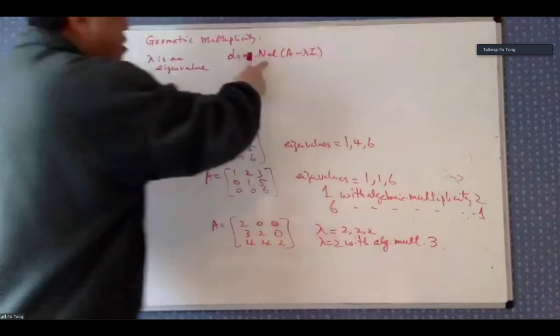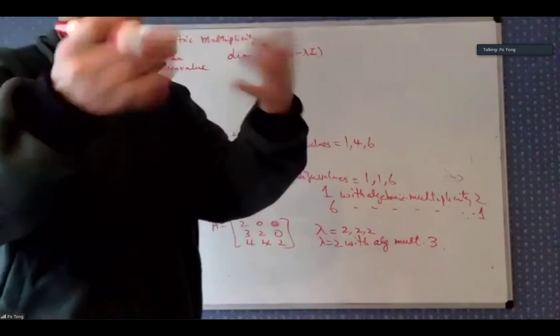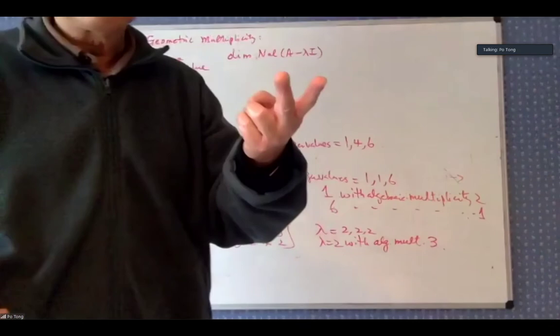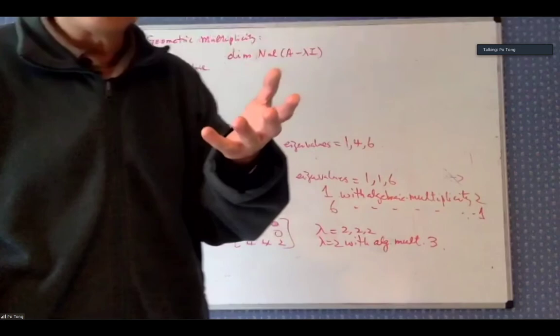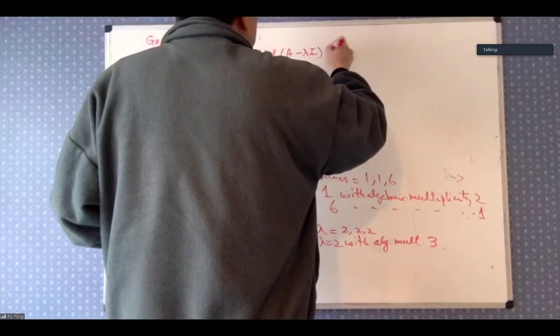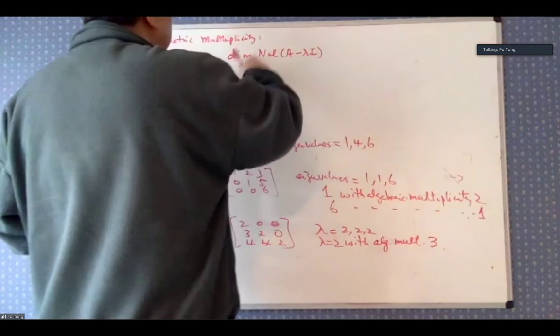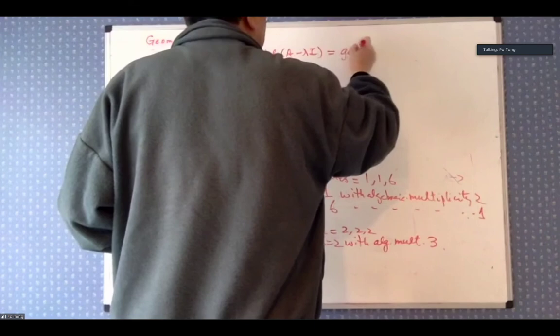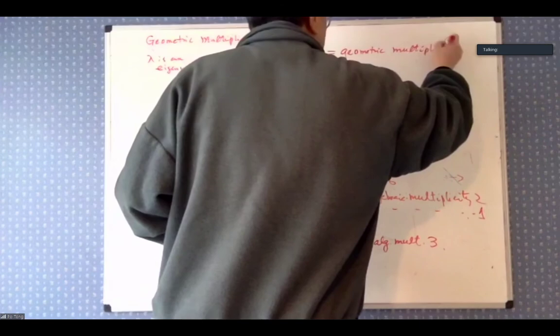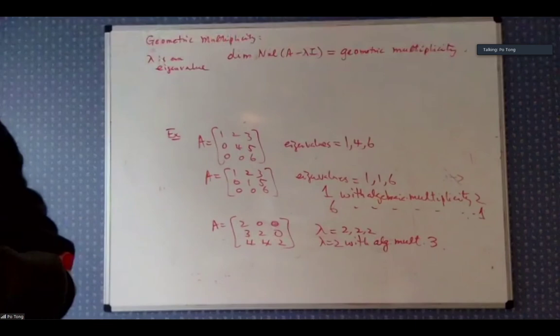That means when you solve A minus lambda I equal to 0, you remember the earlier example, we get 2 linearly independent vectors. You remember that example? In that case, the geometric multiplicity is 2. So this is equal to geometric multiplicity. Do you understand the definition of geometric multiplicity?